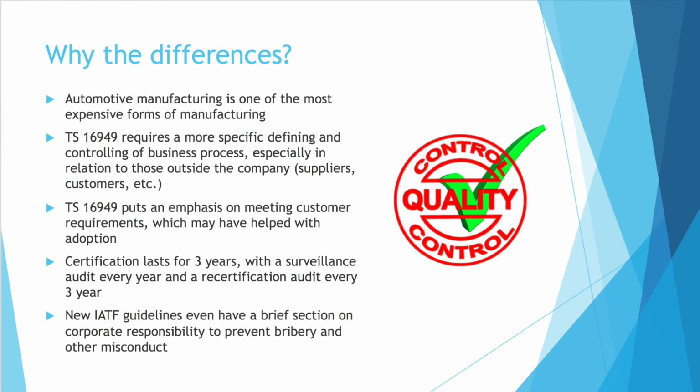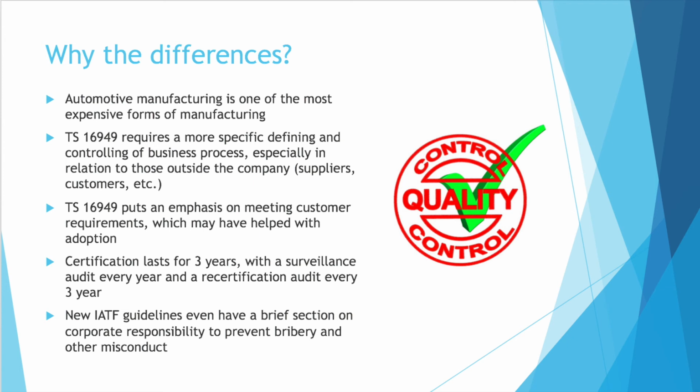Well, why are there even differences in the first place? Well, if you think about it, automotive manufacturing is one of the most expensive forms of manufacturing. Think about the millions of cars there are on the planet, and think about how each car costs tens of thousands of dollars. And these companies, Honda, Ford, companies like that, are making millions of them. Think about all the money you need just for materials, labor, machinery. It's a very expensive process.